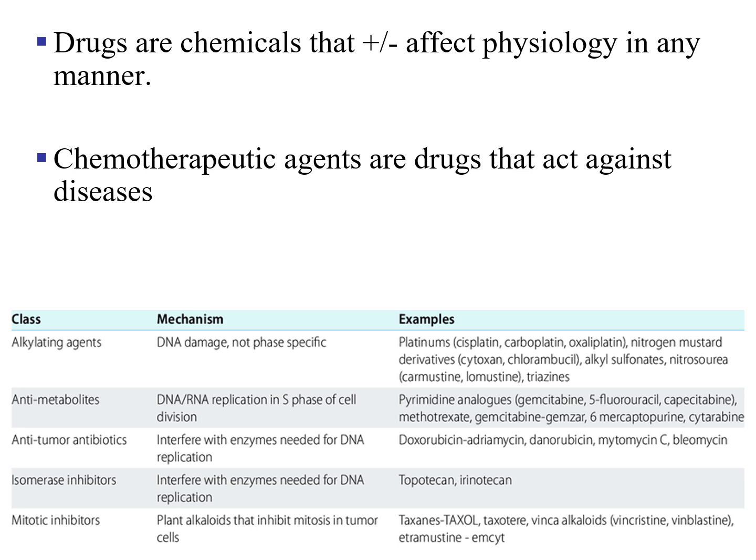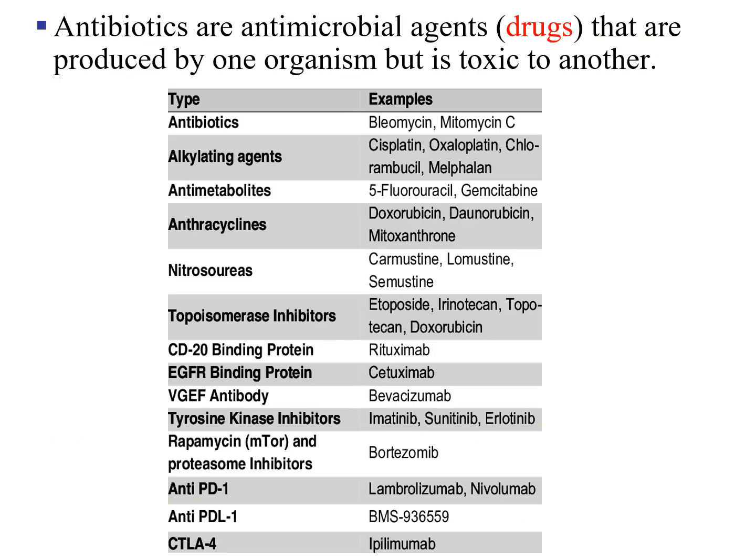Drugs are chemicals that can positively or negatively affect the physiology in any manner. Chemotherapeutic agents are drugs that act against disease. We will talk about the chemotherapeutic portion of drugs. Antibiotics are the ones that we will spend the most of this time discussing. These antibiotics are antimicrobial agents.